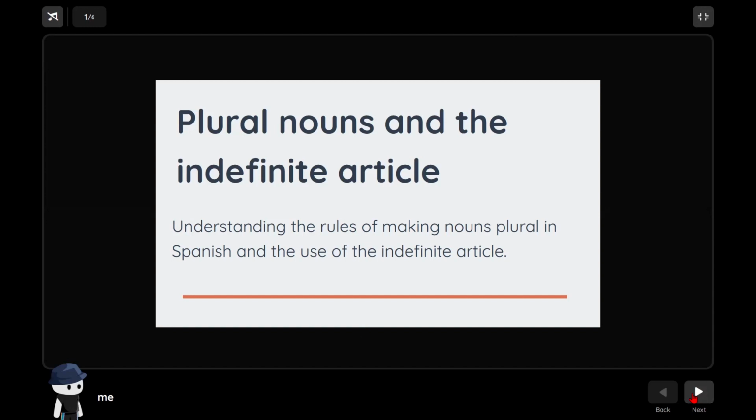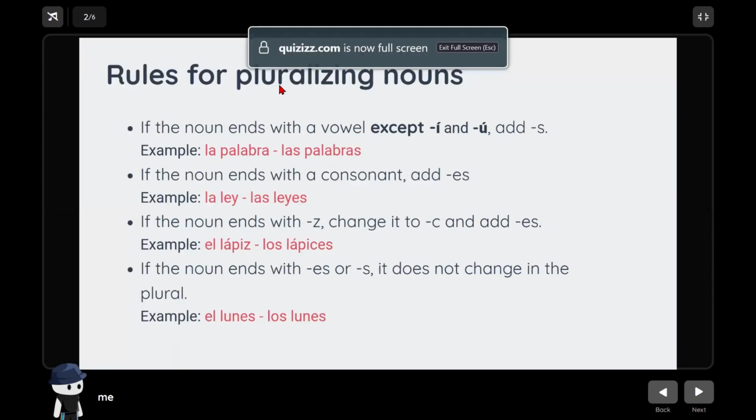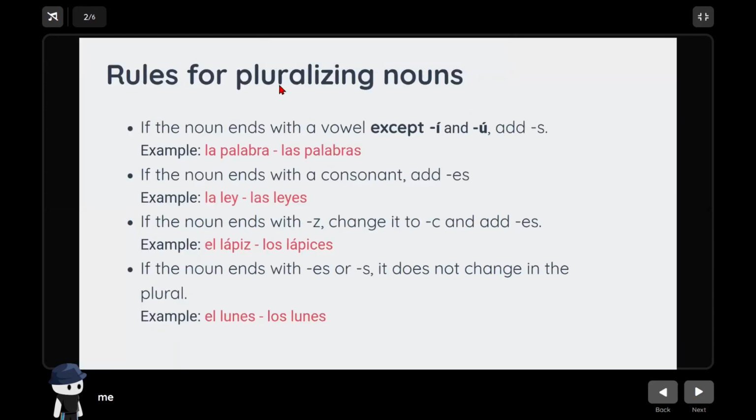Okay, so let's get straight into it. We're going to go simply into the details. First, we're going to talk about pluralization, and the rules for pluralizing nouns in Spanish. There are four main rules. Let's look at them one by one, and there's at least one example here that we can break down and then use for the future.